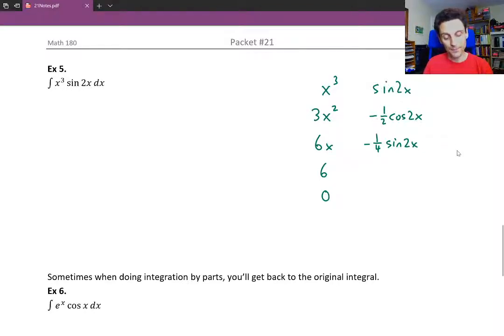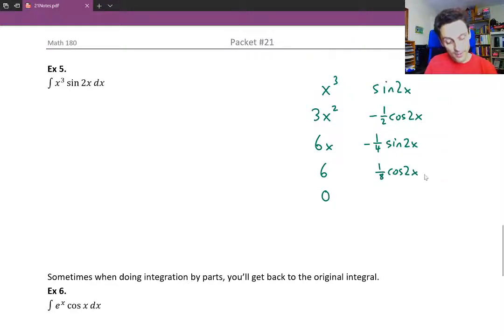What would be the integral of negative 1/4 sine 2x? What would you get there? If you said 1/8 cosine 2x, that would be correct. Remember that the integral of sine is negative cosine, so we have an extra negative that makes the coefficient now positive. It flips the negative of the negative to make a positive. And we also have an extra factor of a half that pops out in front.